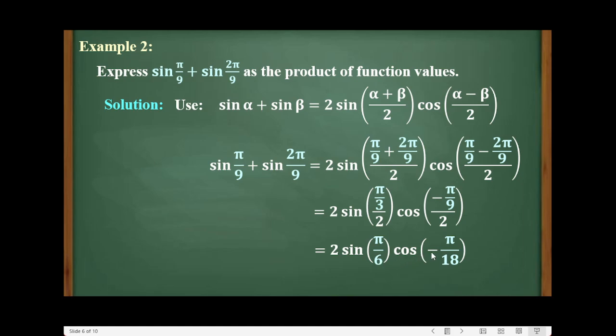If we simplify this further, we have 2 sine of pi over 6 cosine of negative pi over 18. Now, applying the negative argument identity, this will become positive. And finally, our answer is 2 sine of pi over 6 cosine of pi over 18.